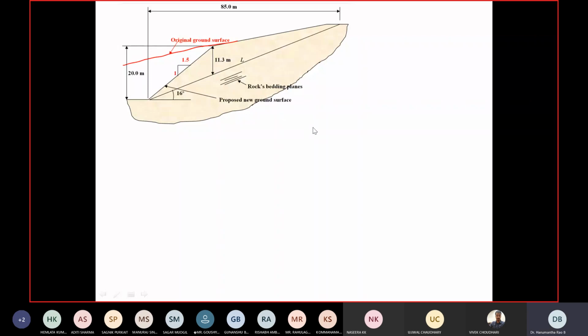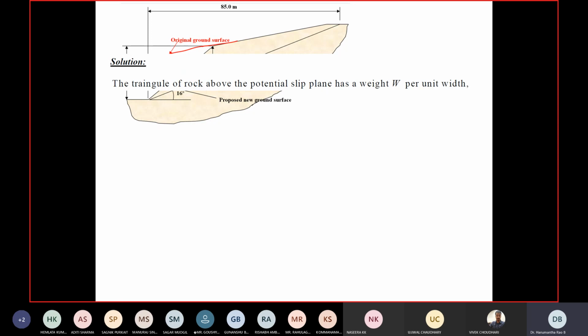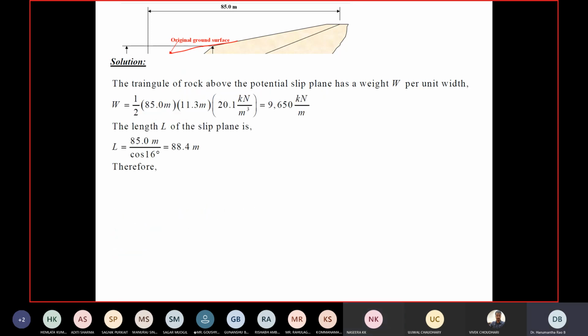If you take 88, you will get a more factor of safety. If you take 85, you will get a bit less factor of safety. Okay, sir.